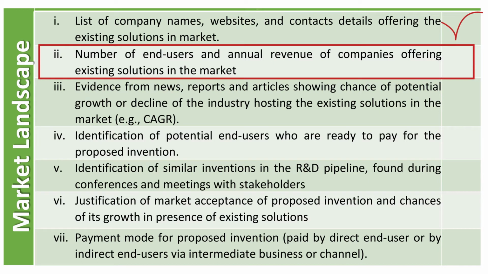Let us now learn what the second item of the LCI checklist number 4 asks. The second item of the LCI checklist number 4 says number of end users and annual revenue of companies offering existing solutions in the market. Well, if we seek assistance from databases like BCC Research, this would give us direct access to certain reports that are published by analysts talking about an industry as a whole and talking about different profiles of companies individually.